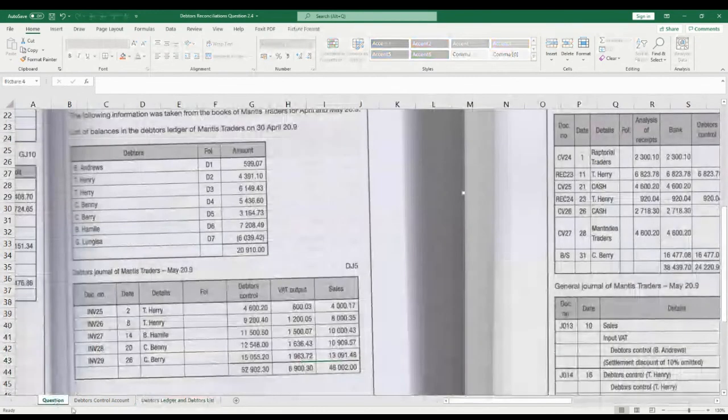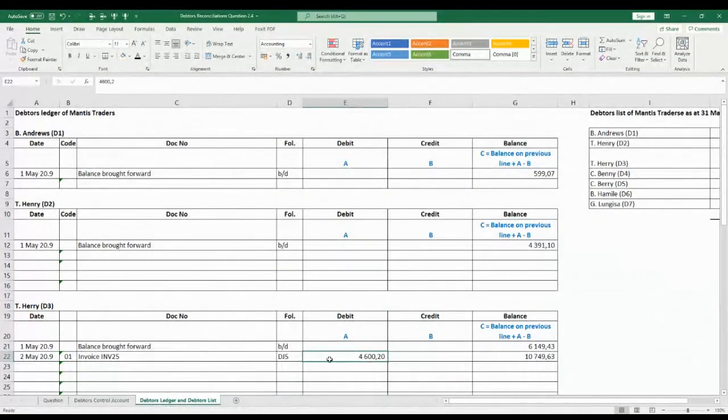So let me just go back to the question. It's this debtors control column that you need to capture. If they give you, for example, only a sales amount, then you will have to add the VAT portion back onto it when you complete this account. So we do that, and then we update the balance by adding the previous balance plus the invoice to give us the new amount.